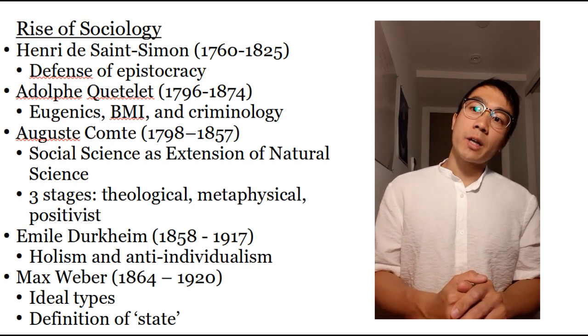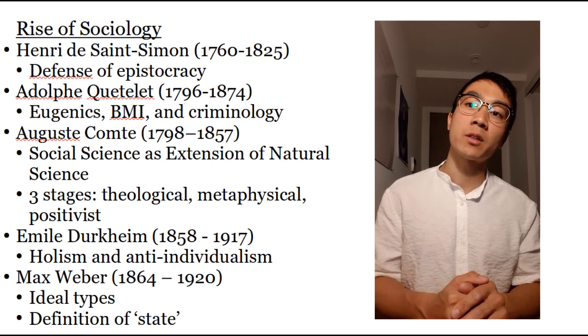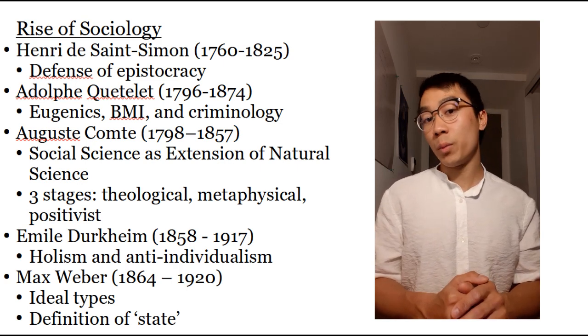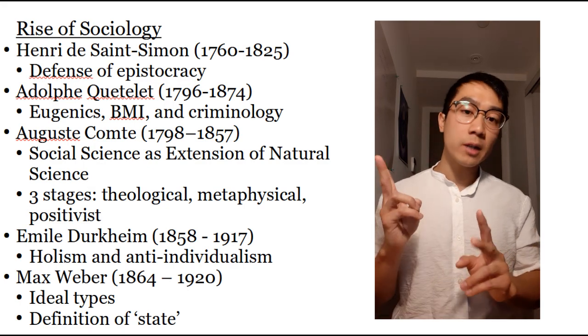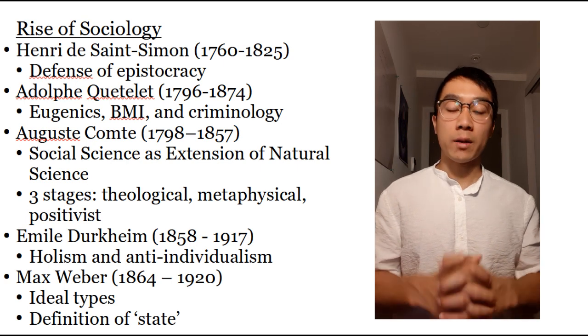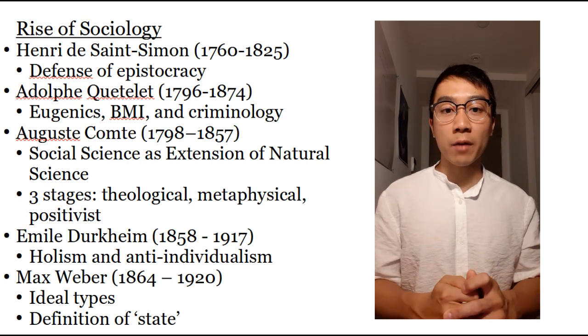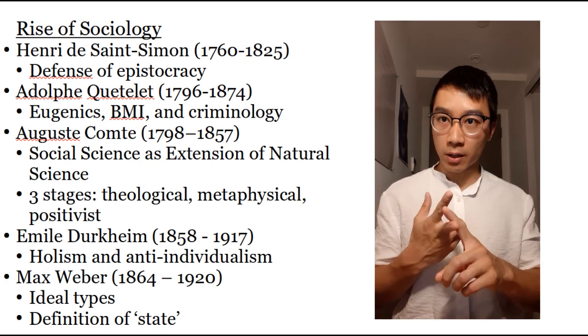The next figure we're going to discuss is Adolphe Quetelet. Adolphe Quetelet is a Belgian astronomer and social scientist of sorts. He was very active in what we would now describe as eugenics. So eugenics has two kinds, positive and negative eugenics. Positive eugenics is theories about how and what kinds of human beings we should have and procreate. So with respect to physical characteristics and also mental characteristics.